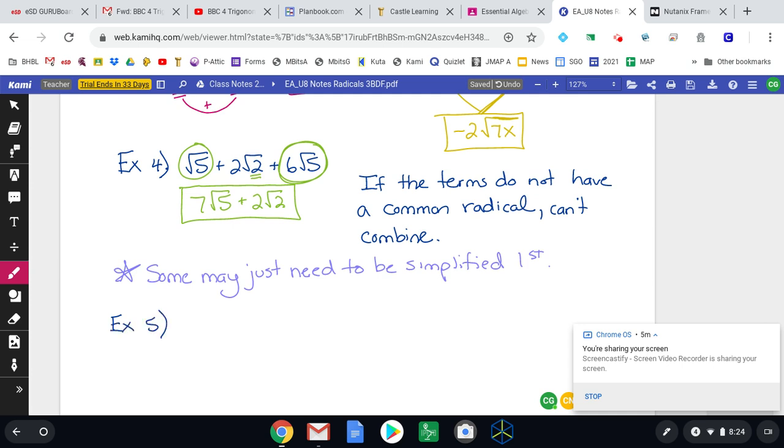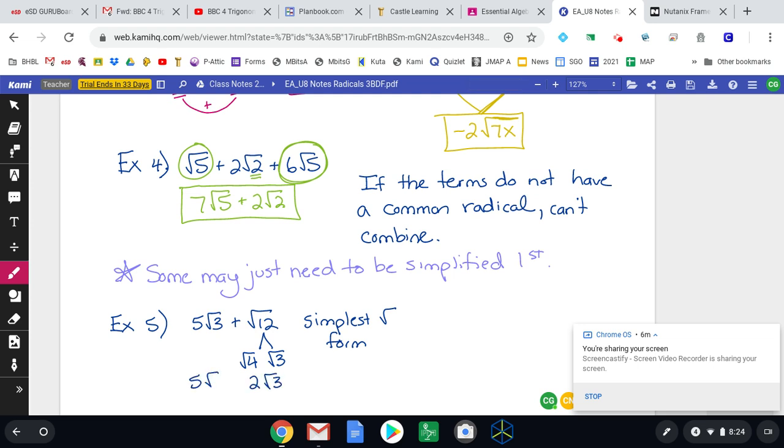Let's say I want to add 5 radical 3 and radical 12. Now, it looks like they're not the same. I have a radical 3, I have a radical 12. But what I want to do is put this in simplest radical form. So we talked about last time how you break this up into its biggest perfect square times its other factor. So this is actually 2 radical 3.